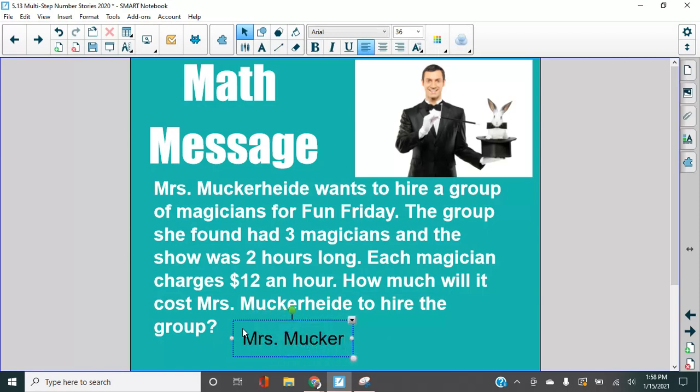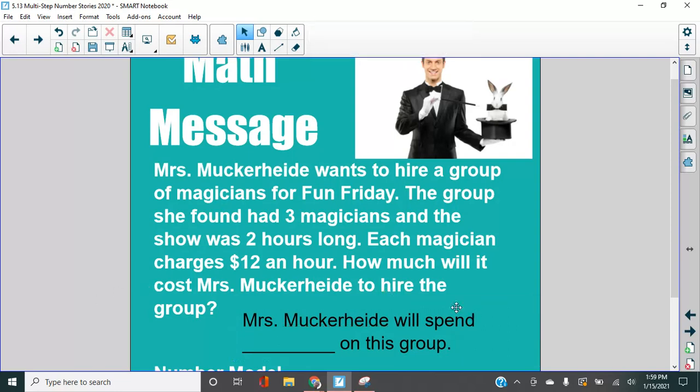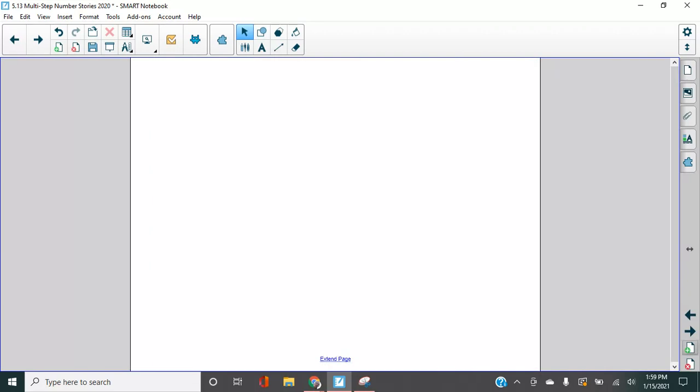Mrs. Muckerhide, if I can spell, will spend, and then however much she's going to spend on this group. Okay, so I need to figure out how much she's going to spend on the whole group. So let's go through some steps here. Watch Mr. Wyatt as I kind of model these steps. So, all right, find my starting point. The group she found had 3 magicians, and the show was 2 hours long. Each magician charges $12 an hour. Well, I'm just going to start with the first magician.